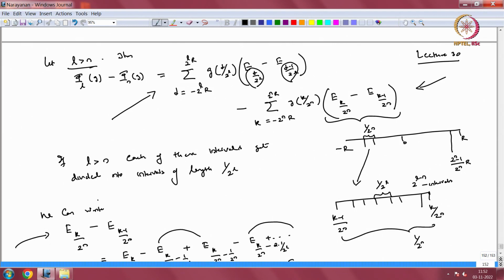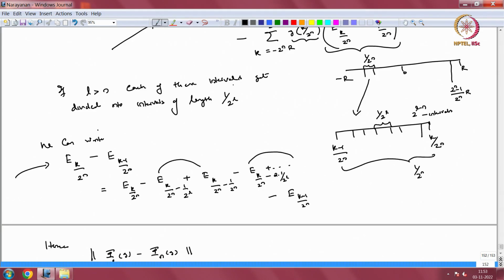So, now the summation is the same, the summation is from minus 2 to the L R to 2 to the L R, except that remember these are G at k by 2 to the n's. Okay. So, any sub interval that comes from here will have G of k by 2 to the n there, but here these things are different, these are G of j by 2 to the L, this is at the 2 to the L level, right. Okay. So, keep that in mind.